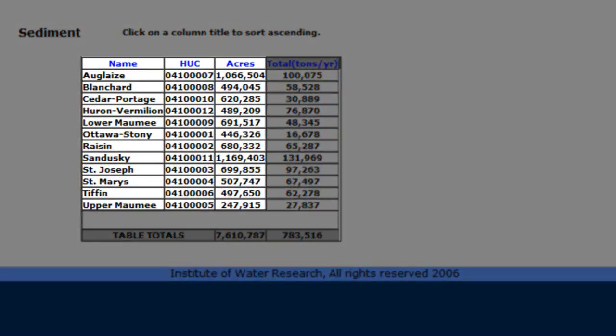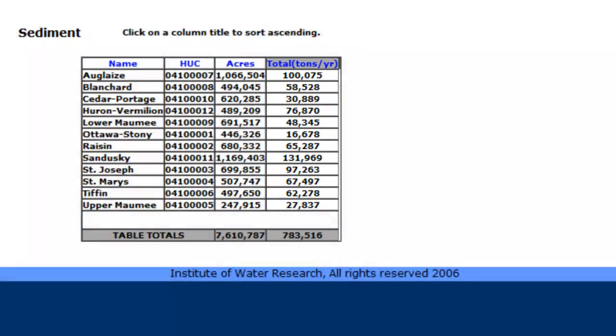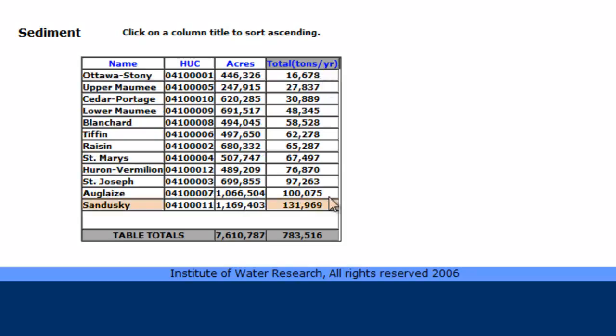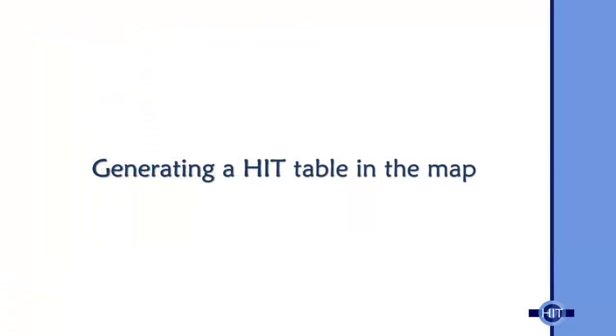The first 3 columns in white describe basic information about the selected watersheds: name, HUC, and acreage. The gray column indicates the sediment loading totals. Likewise, had I selected rates, it would have also appeared with the gray heading. You can sort the table in ascending order by clicking on the heading of any column. I'll sort the table by the total amount of sediment loading. In this case, the Sandusky watershed is predicted to have the highest amount of sediment loading out of the selected watersheds.